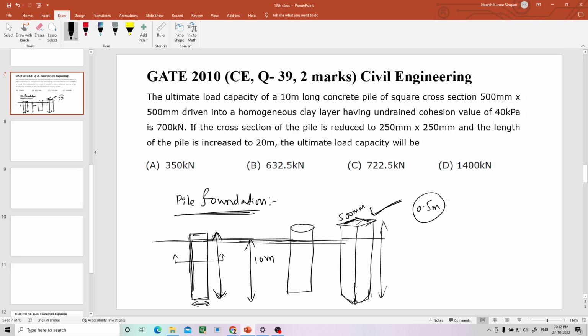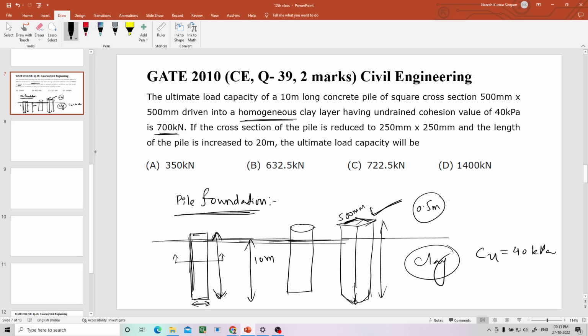That is embedded in a homogeneous clay layer. Homogeneous means the shear strength is the same at every point, at every depth. So that is called homogeneous clay, having undrained cohesion value, you can write Cu. That Cu is 40 kPa. Okay. The ultimate load capacity is also given.